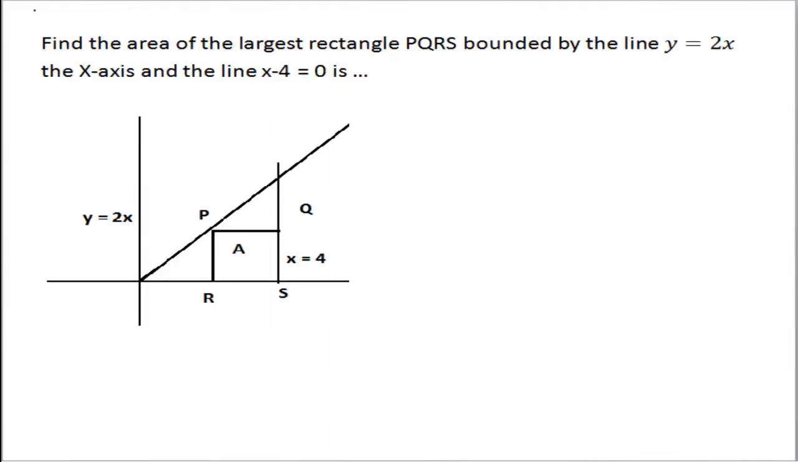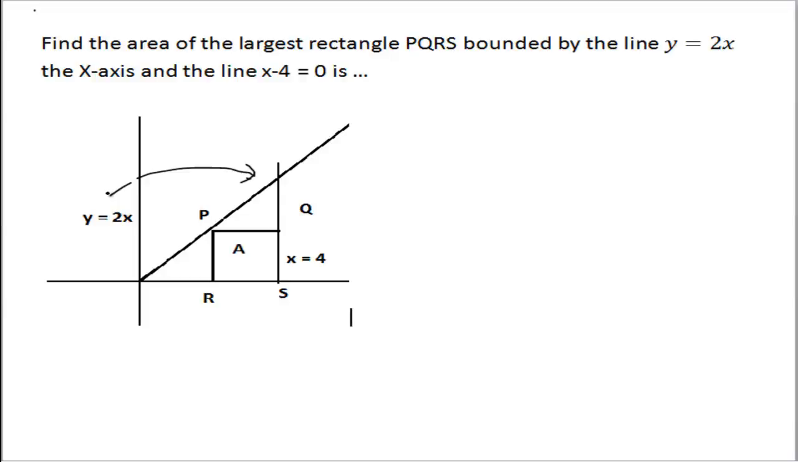This problem is G14, and you will notice that we must find the area of the largest rectangle PQRS, bounded by the line y is equal to 2x, the x-axis and the line x minus 4 equal to 0. Now the line x minus 4 equal to 0 has x equal to 4, and we also notice that y is equal to 2x is that straight line.